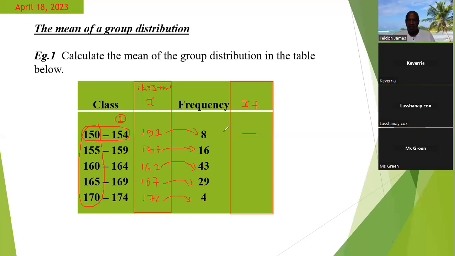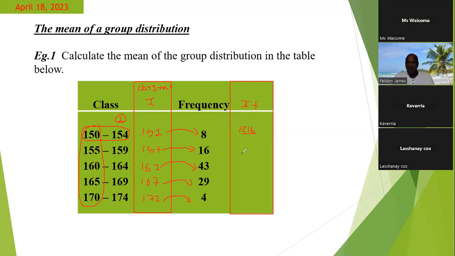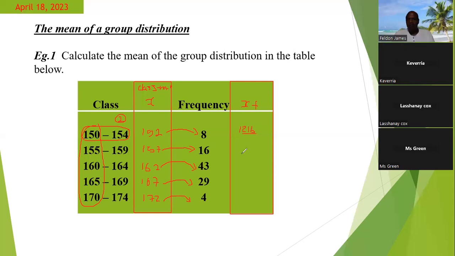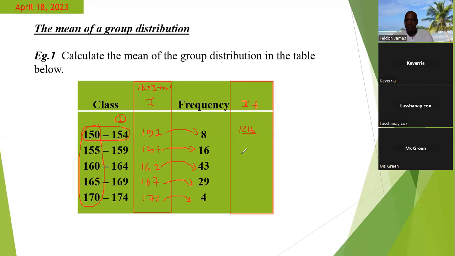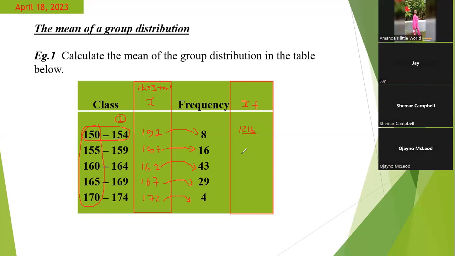I didn't reach that part, sir. All right. Ms. Cox, your XF value for the first one would be? Sir, the first one is 1,216. All right, so that's the first XF value. Can somebody confirm that that's what they get as well? All right.